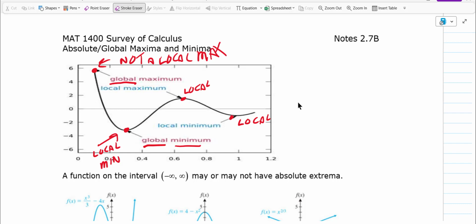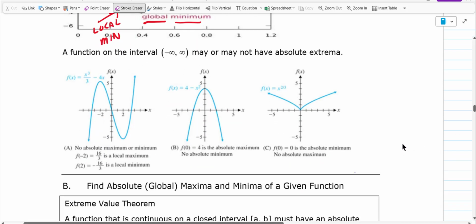And remember, a local max has to go from increase to decrease. It cannot be an endpoint. That's why. Okay, so that kind of gives you some of the different situations.